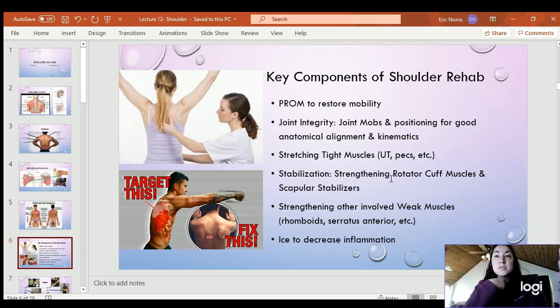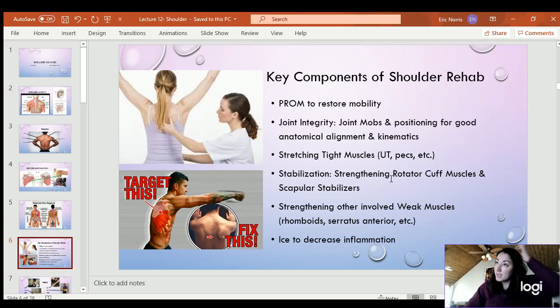So most of the time I give some neck stretches for most of my shoulder patients, because almost always they have some tightness in either their SCM or upper trap or different areas that they have in common. So we also always want to stabilize.